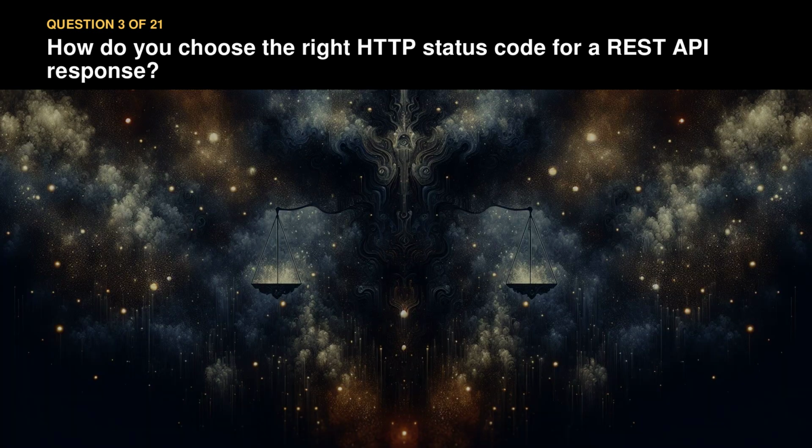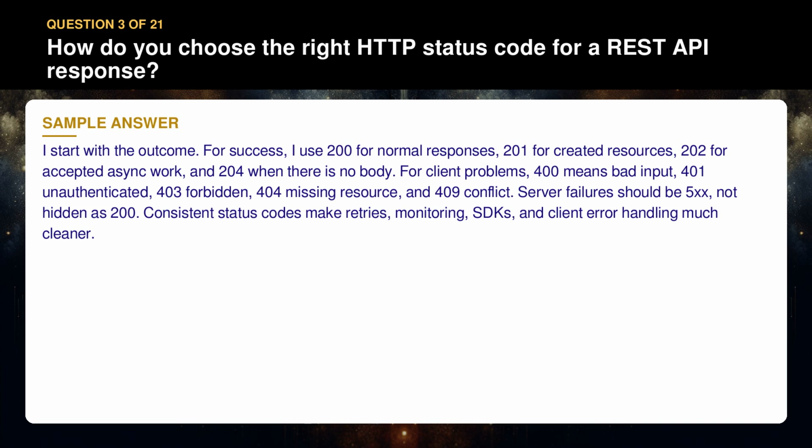Question 3. How do you choose the right HTTP status code for a REST API response? I start with the outcome. For success, I use 200 for normal responses, 201 for created resources, 202 for accepted async work, and 204 when there is no body. For client problems, 400 means bad input, 401 unauthenticated, 403 forbidden, 404 missing resource, and 409 conflict. Server failures should be 5xx, not hidden as 200.